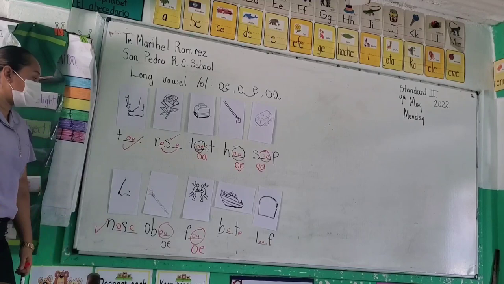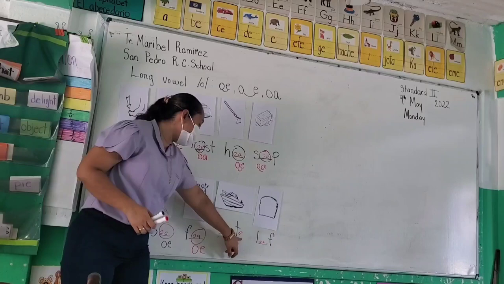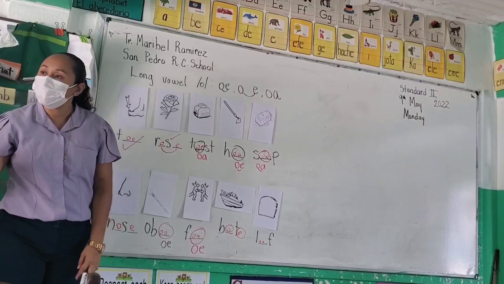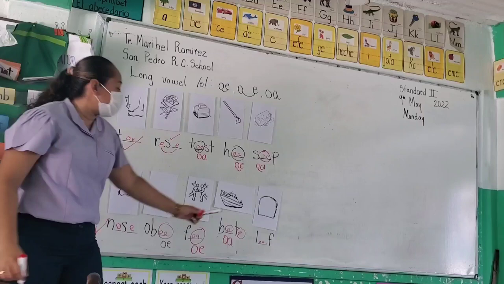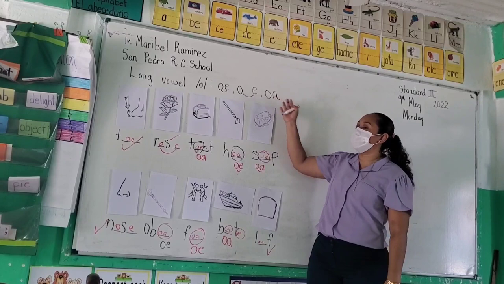How about this? Is this correct? Why? It has O, but was there a line here? No, there was no line here. There's no given line. So what should I use in the middle? Yes. Very good. O A for both. Is love correct? Yes, right?